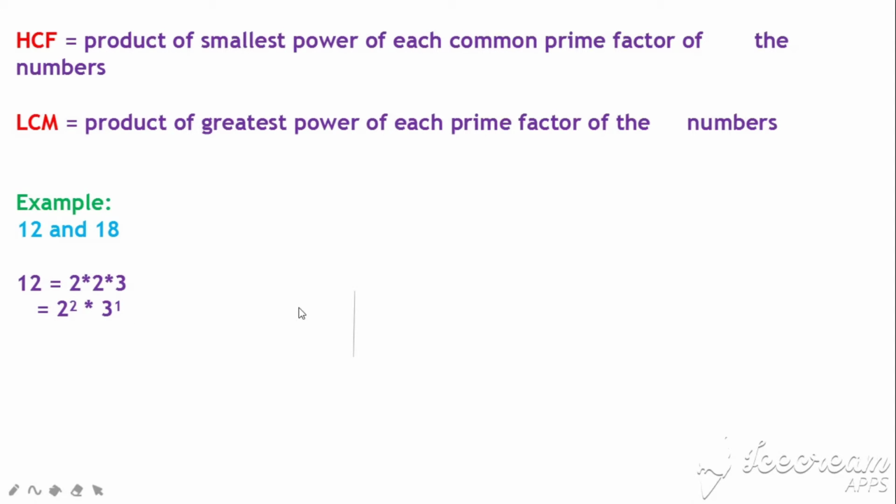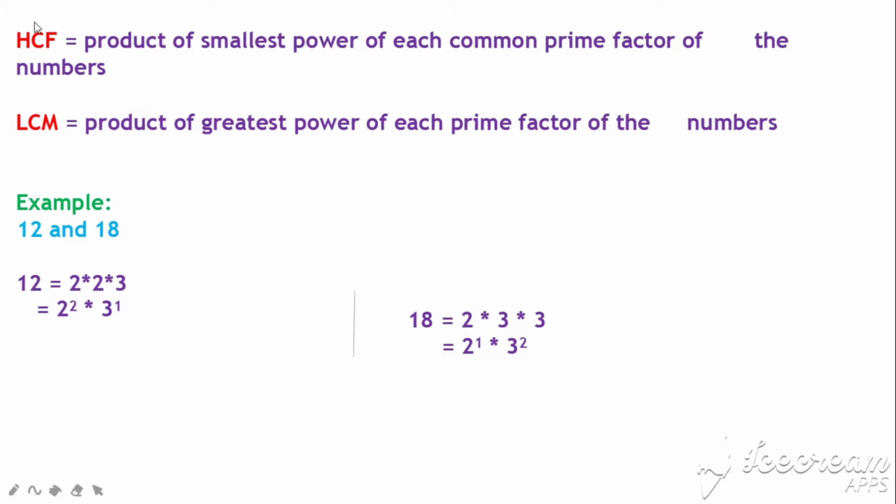Similarly, write for 18. What is the product of primes for 18? It is 2 into 3 into 3. So 2 into 3 into 3 is the product of primes for 18. Now this can also be written as 2 power 1 into 3 square. So for 12 it is 2 square into 3 power 1, and for 18 it is 2 power 1 into 3 square. Now after writing the product of primes, let us look at how to find the HCF and LCM of these two numbers, 12 and 18.